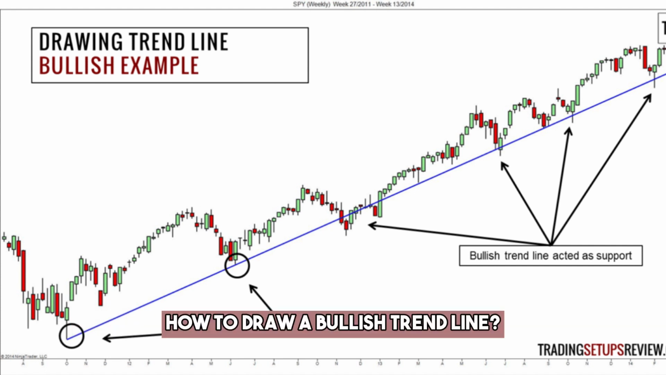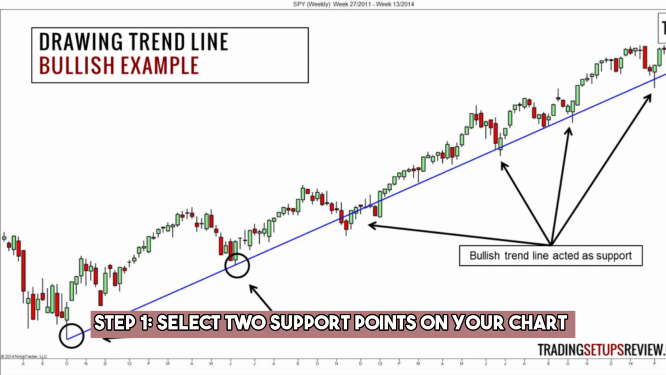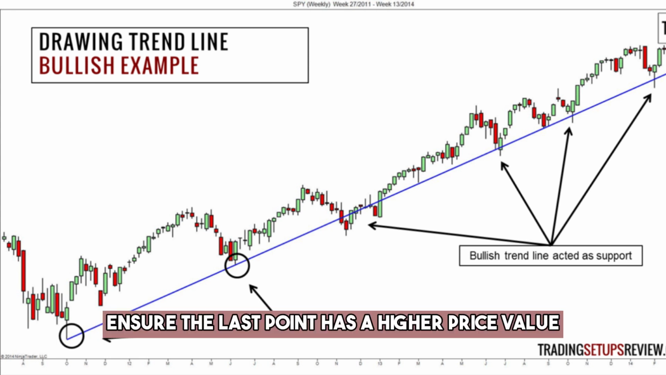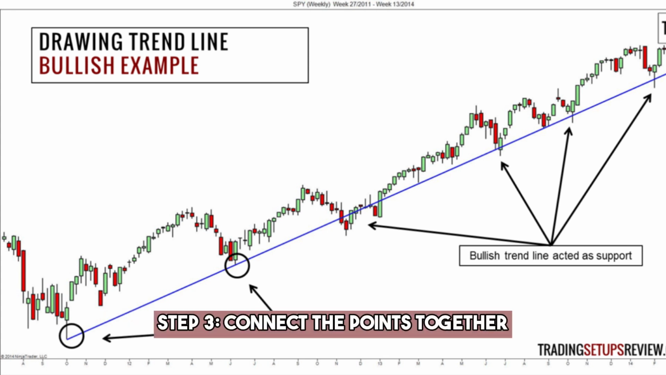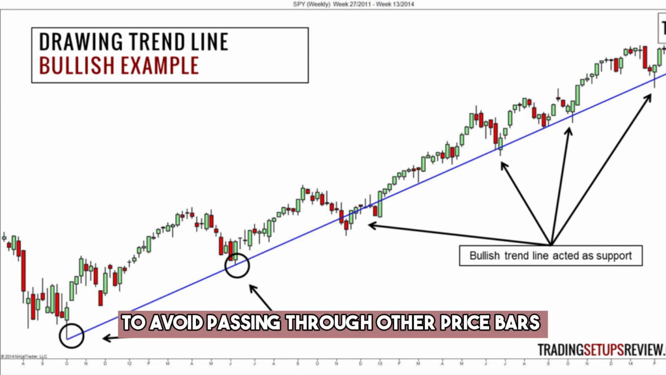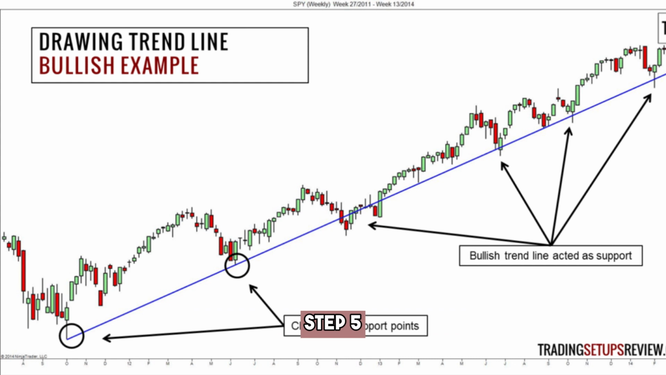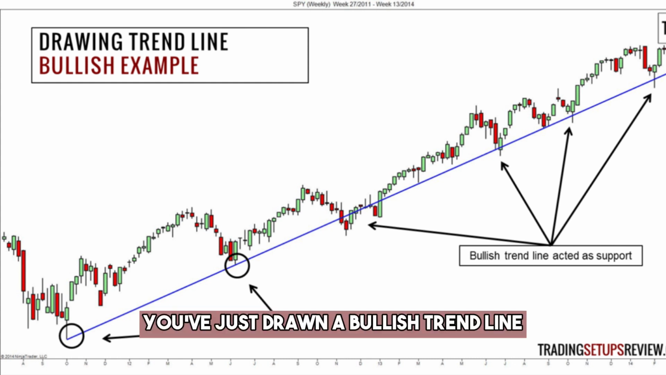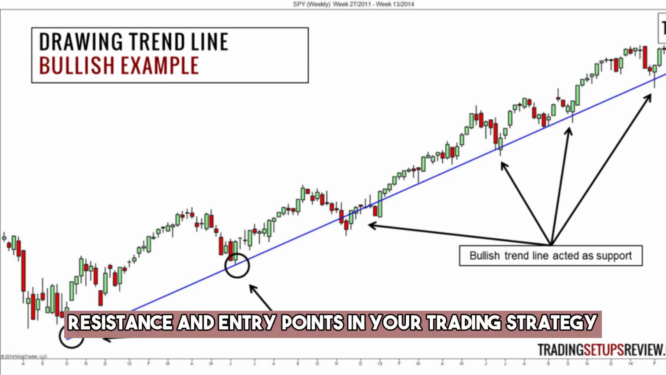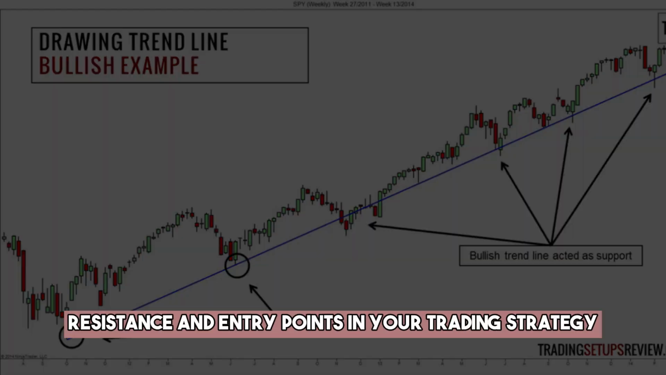How to draw a bullish trend line. Step 1. Select 2 support points on your chart. Step 2. Ensure the last point has a higher price value. Step 3. Connect the points together, aiming for the line to avoid passing through other price bars. Step 4. Extend the line to the right. Step 5. Congratulations! You've just drawn a bullish trend line, a valuable asset for analyzing trends, momentum, support, resistance, and entry points in your trading strategy.